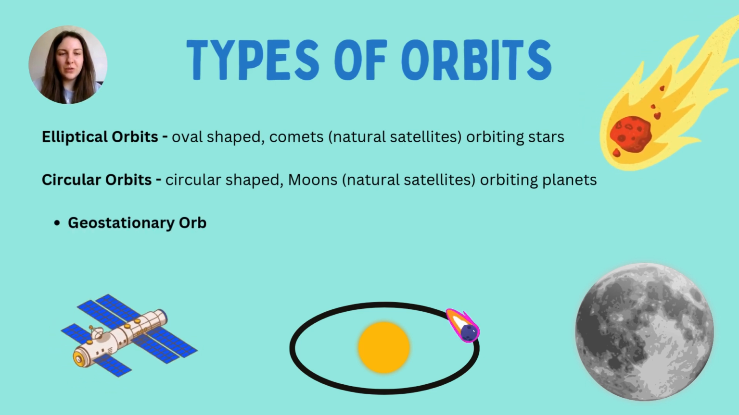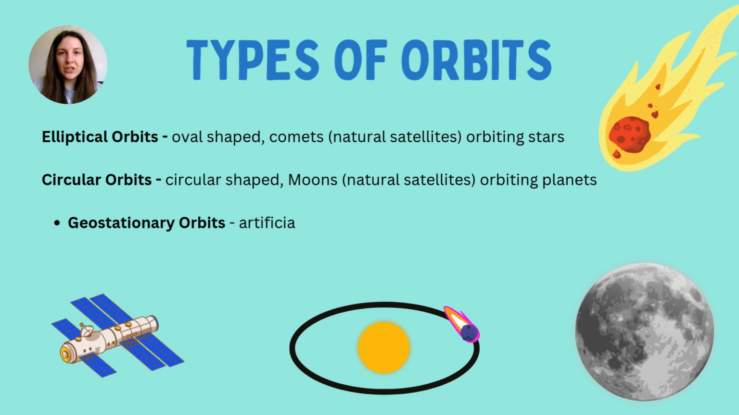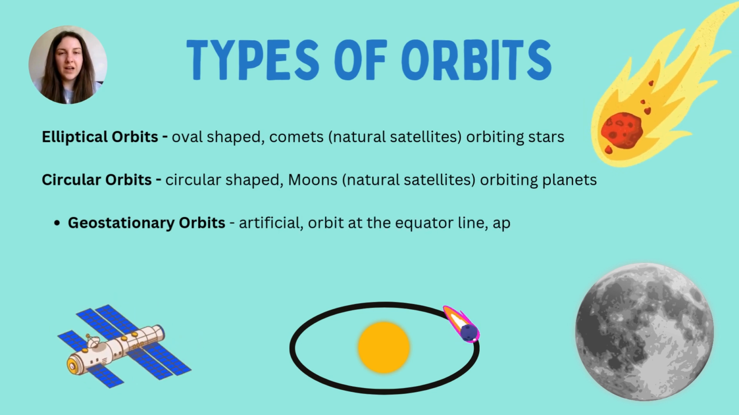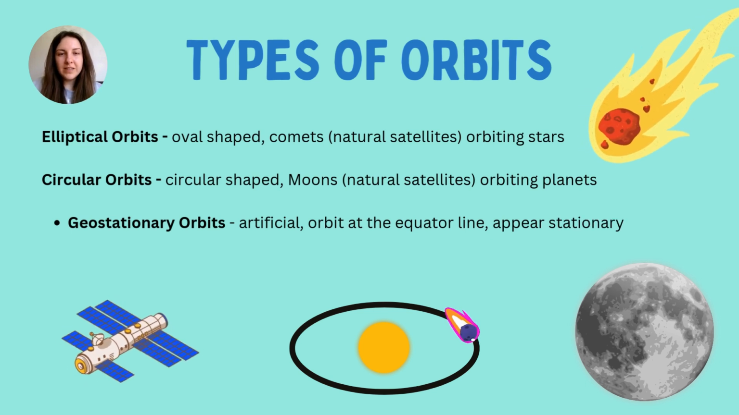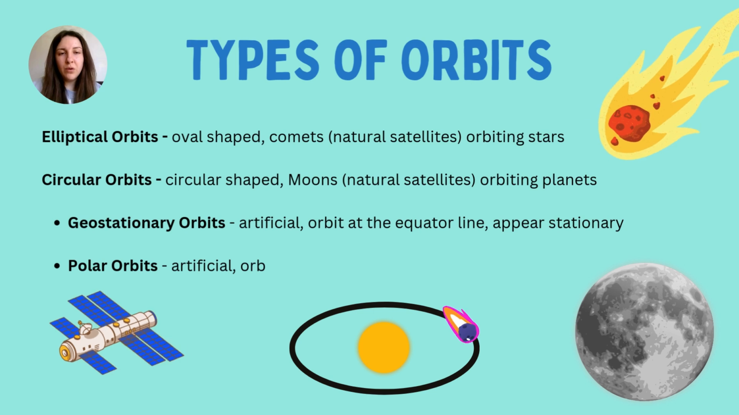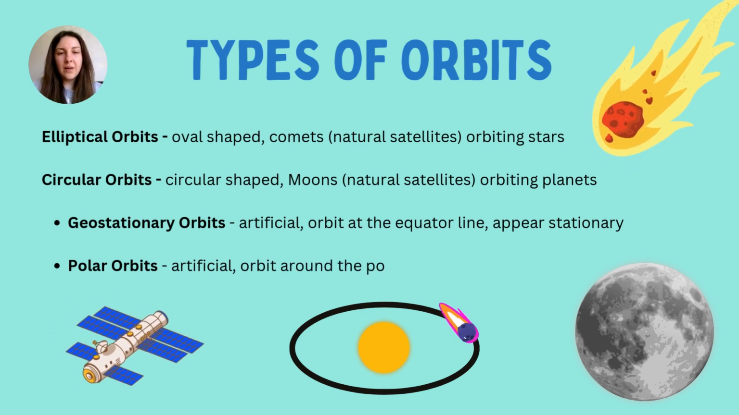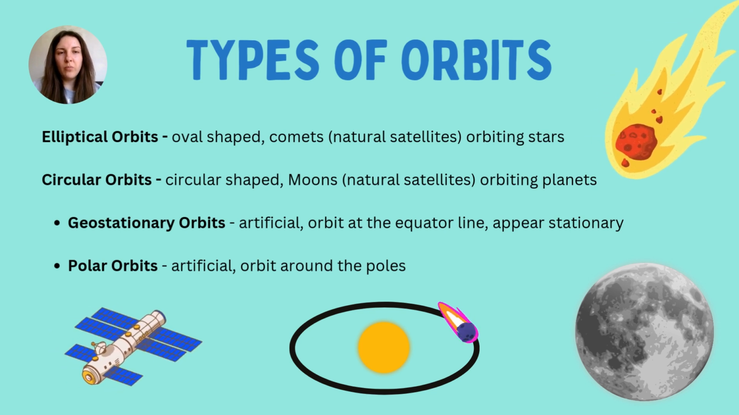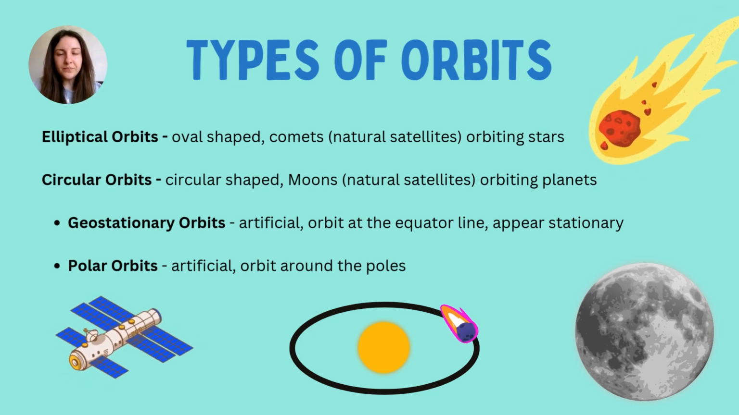Remember, this is all to do with the force of attraction of gravity, and like I said earlier in the previous slide, we have circular orbits. These are the ones that we typically think of with the moon, which is a natural satellite, and also some other artificial satellites as well. And these are the ones that will orbit planets, specifically Earth.